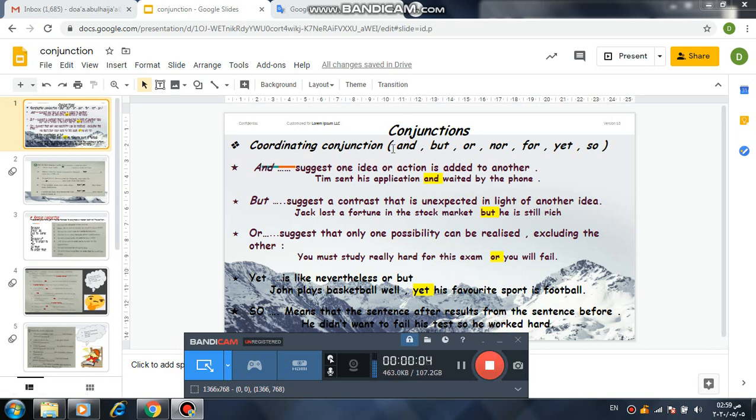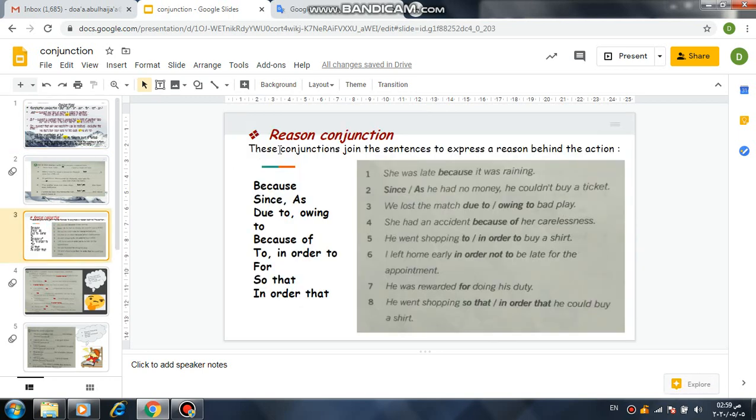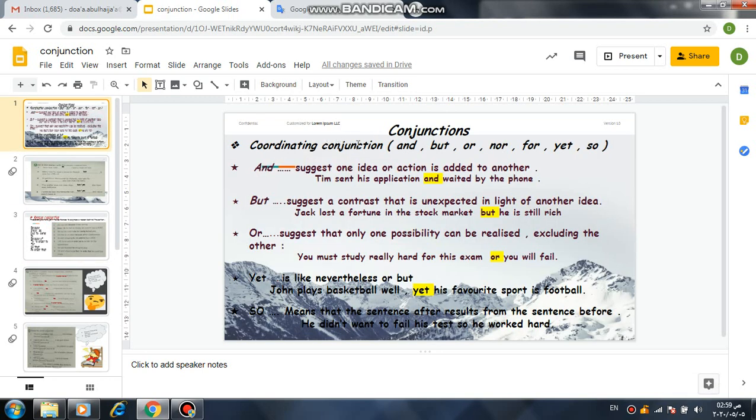Today we will start a new lesson, which is conjunctions. We talk about conjunctions in each unit or in each reading lesson. Today we will expand on conjunctions. We will talk about coordinating conjunctions and reason conjunctions. Let's start with coordinating conjunctions. Coordinating conjunctions are and, but, or, nor, for, yet, so.